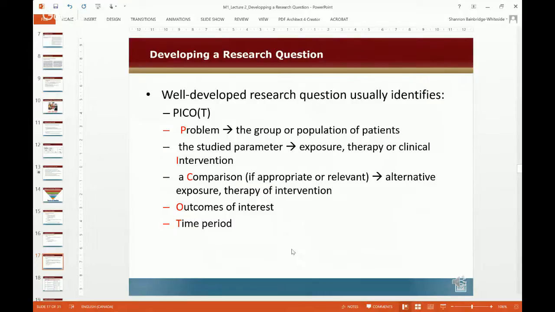Sometimes you're comparing 2 types of exposures or you're comparing 2 types of interventions. And in that case, you're going to have a C in your research question. So this is going to be the alternative that's being tested against. And O is ultimately the outcome that you're interested in, the outcome that you're going to measure or assess or look at. In some cases, people are very interested in a specific time period, and in that case, that should be built into your research question as well, but it's not always relevant.